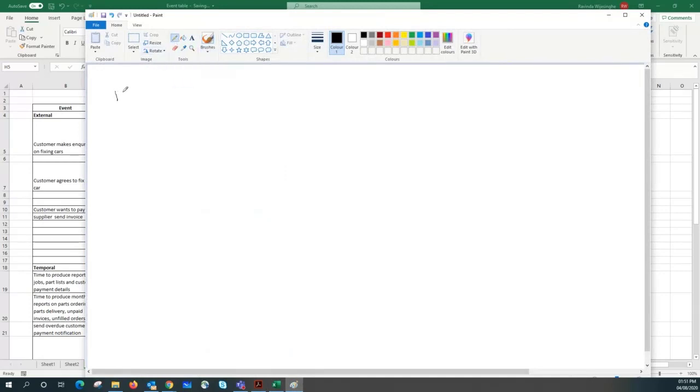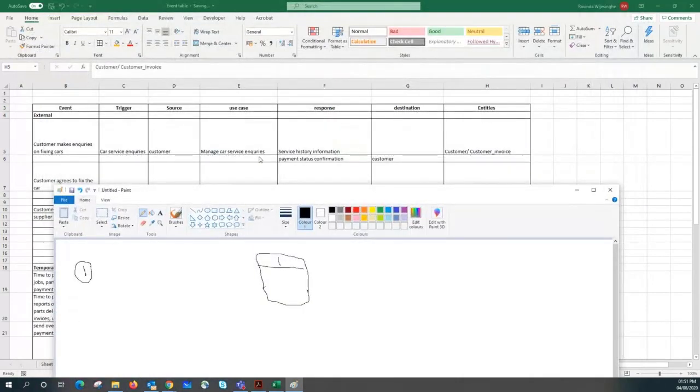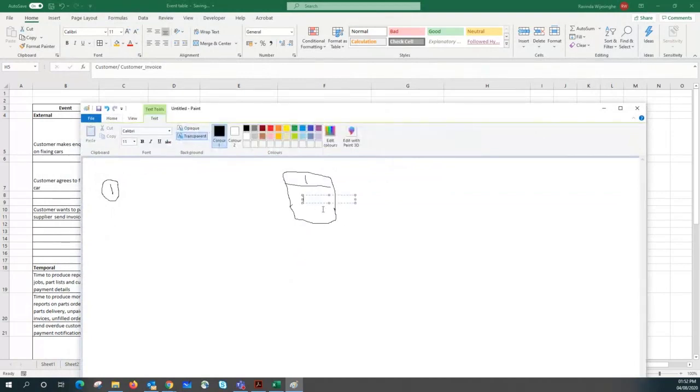Sorry, my handwriting is, I'm using a mouse. This is my fragment number 1. Okay. So let me try my best. Sorry, this is my process 1. Okay, what is the name of that process or use case? Manage car service inquiries. Okay, so I just write it here.